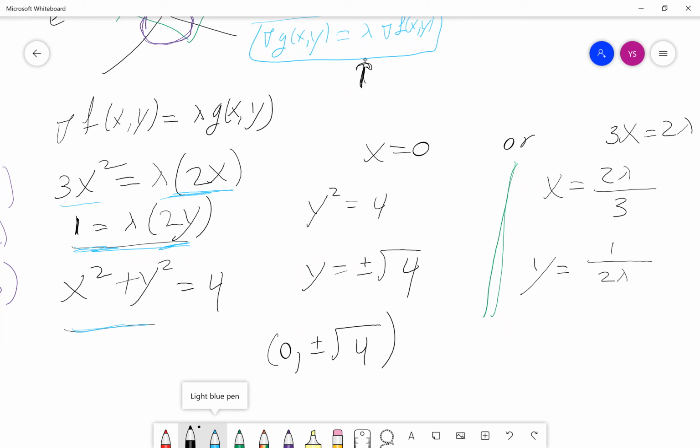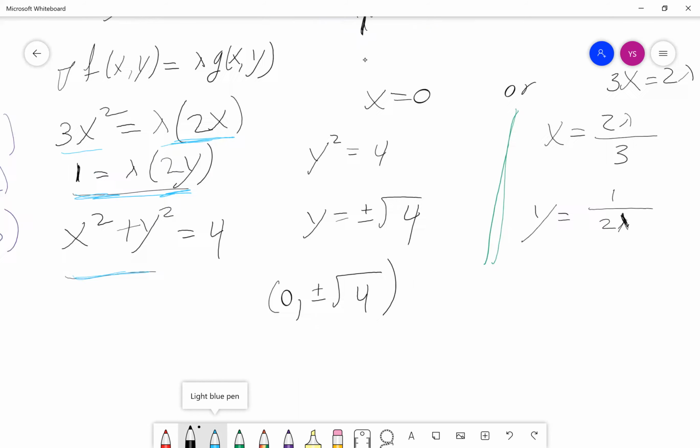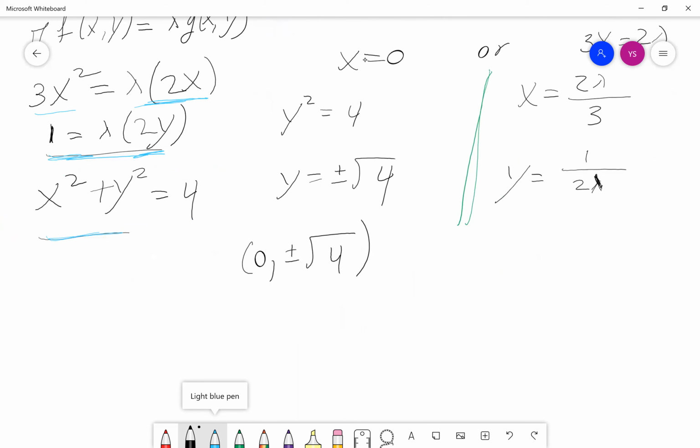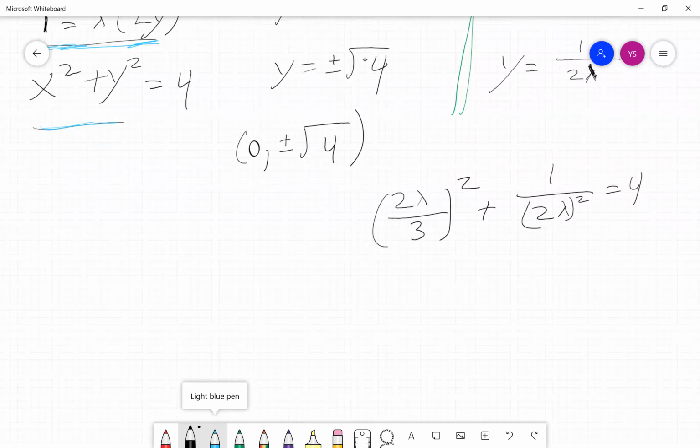Any questions? Okay, once I have these 2 things, what can I do to try and solve this problem? Yeah, plug it into the third equation. So we get x squared, which is (2 lambda over 3) squared, plus y squared, which is (1 over 2 lambda) squared, is equal to 4. Okay, can we solve for lambda?